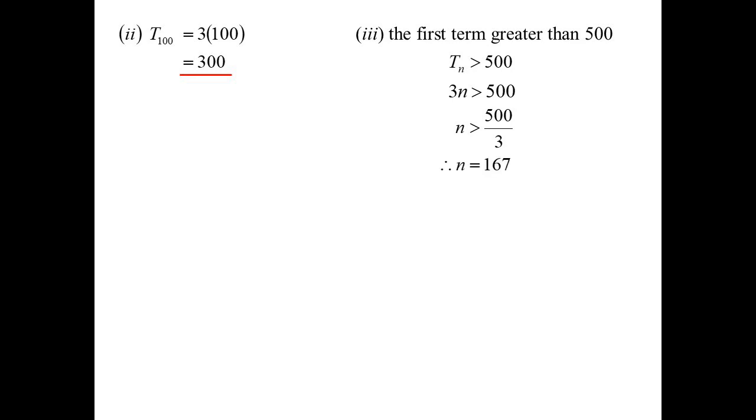Now here's the interesting thing. How do we answer this question? It says, what is the first term greater than 500? So do I say, oh, it's the 167th term? Does that answer the question? Or do I actually write down 501? Well, that's why I put both down, just in case. So I say, okay, it's the 167th term, which is 501.